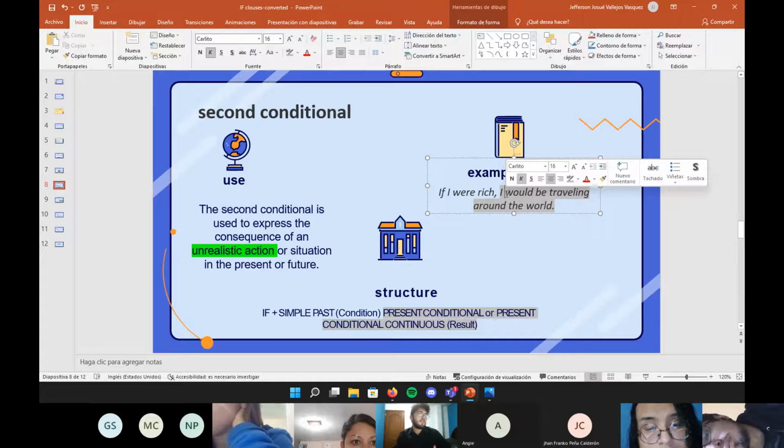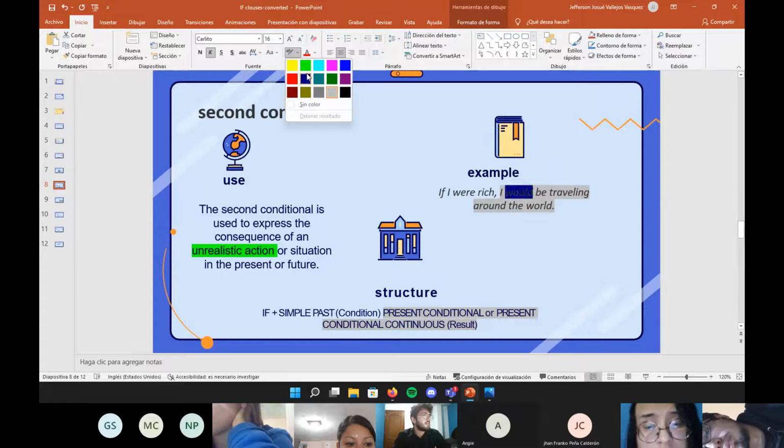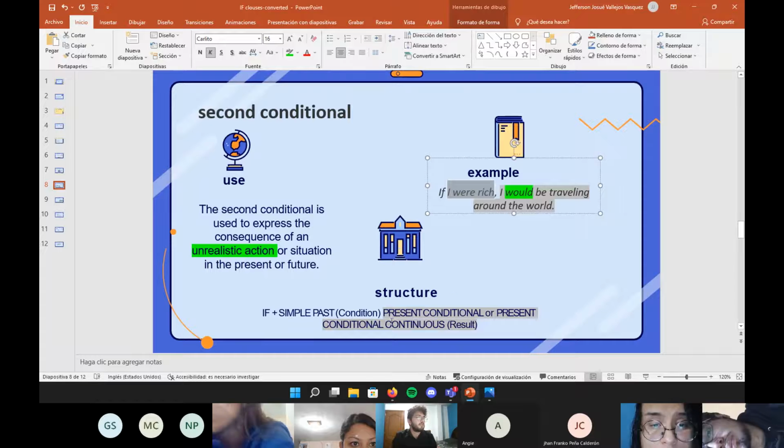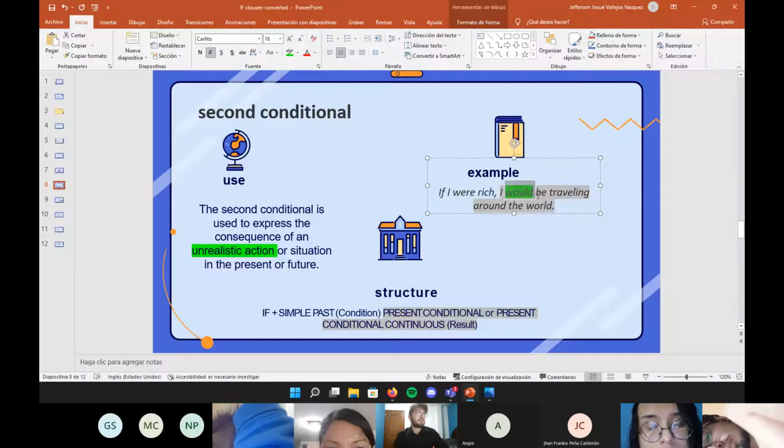What is the main part to recognize the second conditional? The word would. If we have the first sentence in simple past, and in the second sentence we have the present conditional, which is with would, we can say that: if I were rich, I would be traveling around the world. Let's see more examples.